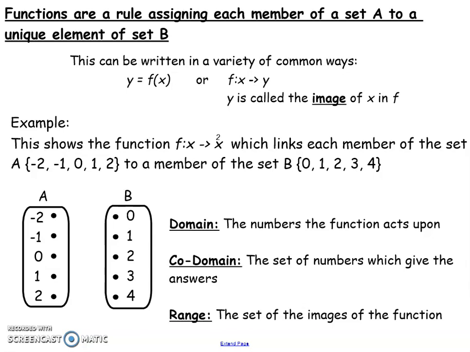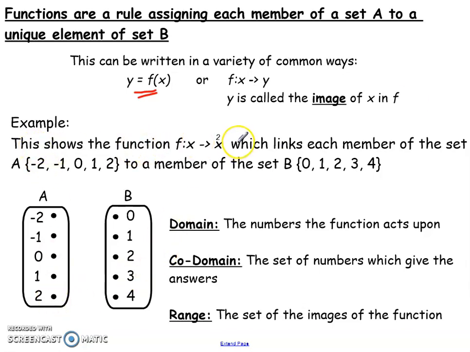Now, this can be written in a variety of common ways. We've seen this way quite often, y equals f of x. That's the most common way we've seen it. Another way of writing it is f colon x maps to y, which means the function with relation to x gives you y. In this case, y is called the image of x in f, i.e. what happens after you've applied the rule to whatever value you've put in. So they can be written in either of these ways, but they all have the same basic premise: it's a rule, you do something to one set of numbers, and you get an answer in the next set.